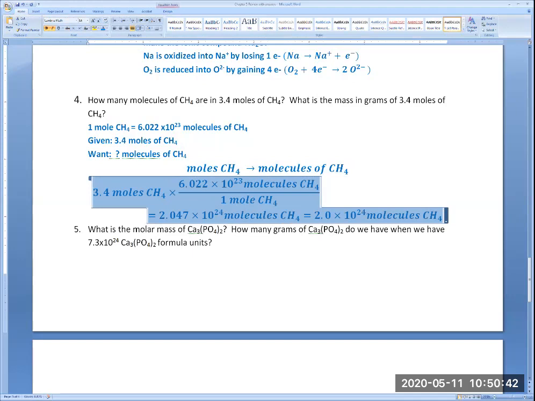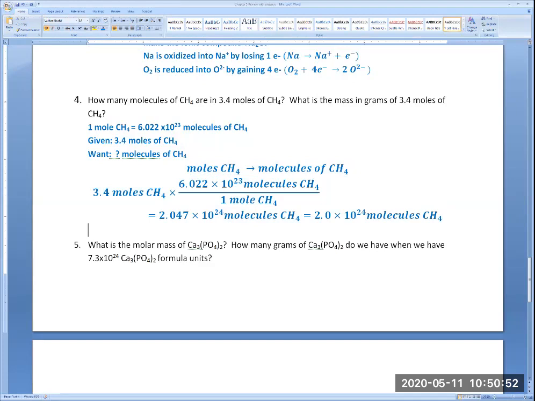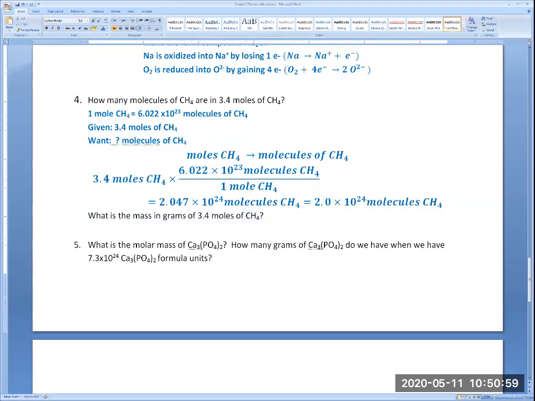Do you have questions? So what is the mass? And maybe I should put that question there, what is the mass in grams? You know, typically it's implied that it's in grams, but I put it there just to be sure. What is the mass in grams of 3.4 moles of CH4? So when you have a question that is asking for grams and gives you moles, or the reverse, gives you grams and asks for moles, you should automatically think. So tell me, can you tell me what you should think?